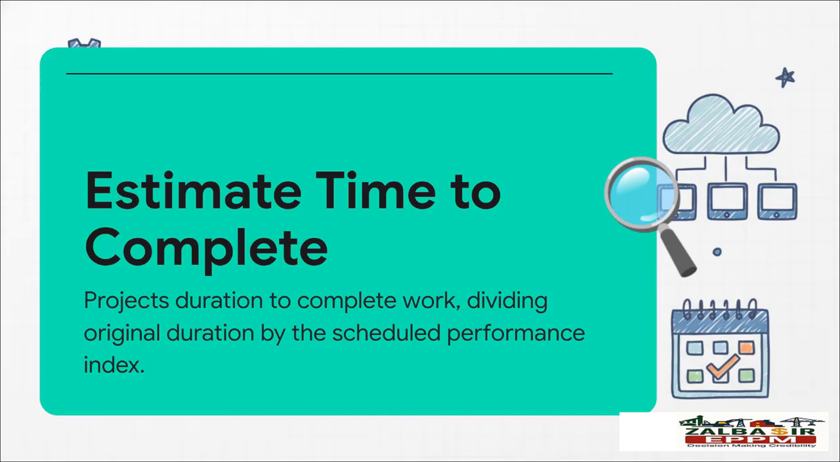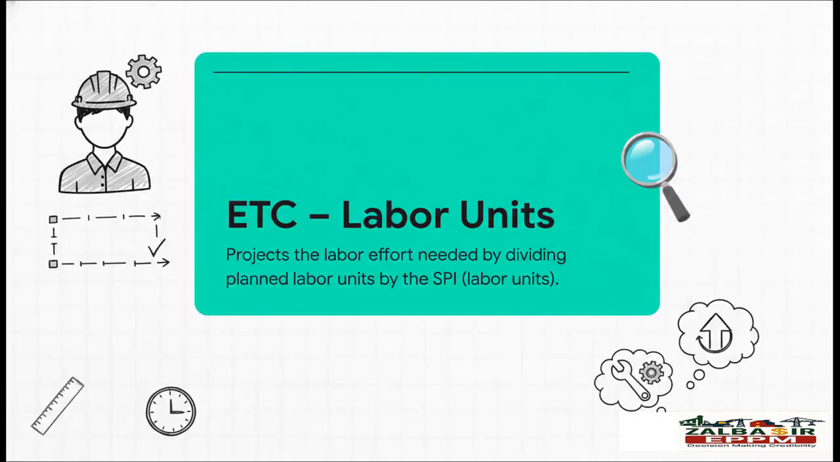Now, don't confuse this with just remaining duration. This is way smarter. It's a projection that's based on how you're actually performing. It takes your original plan and adjusts it based on your schedule performance index. So it's basically forecasting the time you'll need to finish, but it's factoring in your team's real-world efficiency. Pretty powerful stuff. And the second field is a variation on that, Estimate Time to Complete labor units.